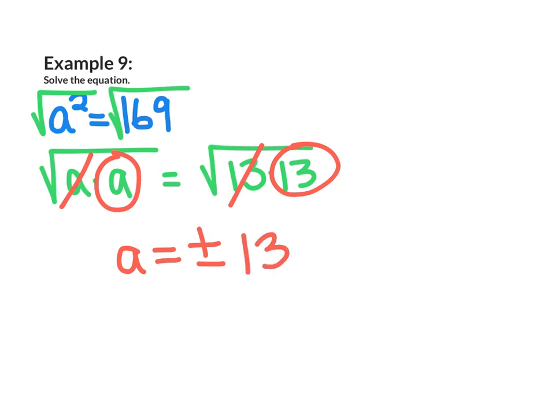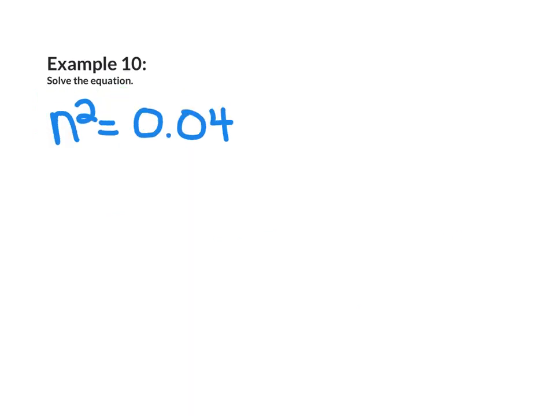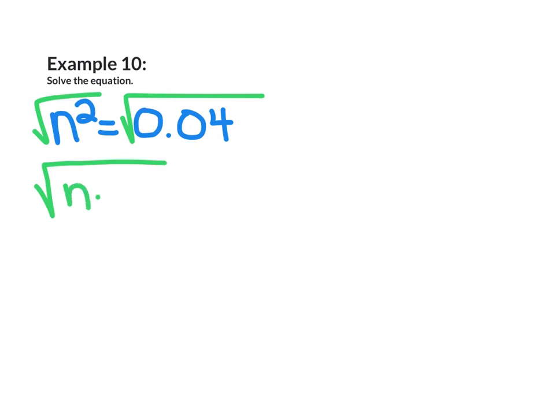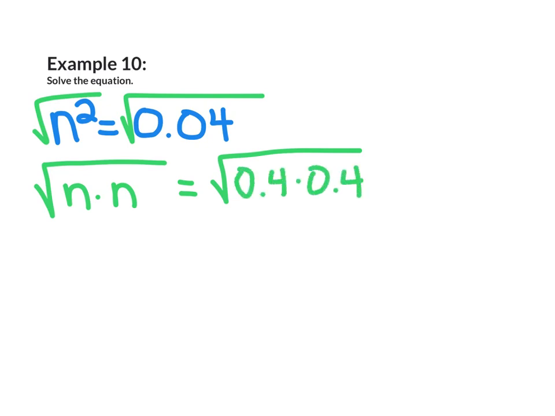So answers to x squared equations need plus or minus because they don't know if they are happy or if they are sad. Example 10. Solve the equation. N squared equals 0.04. First, I'm going to take the square root of both sides. Then I'm going to rewrite n squared to the root of n times n. And I'm going to rewrite 0.04 to 0.2 times 0.2.